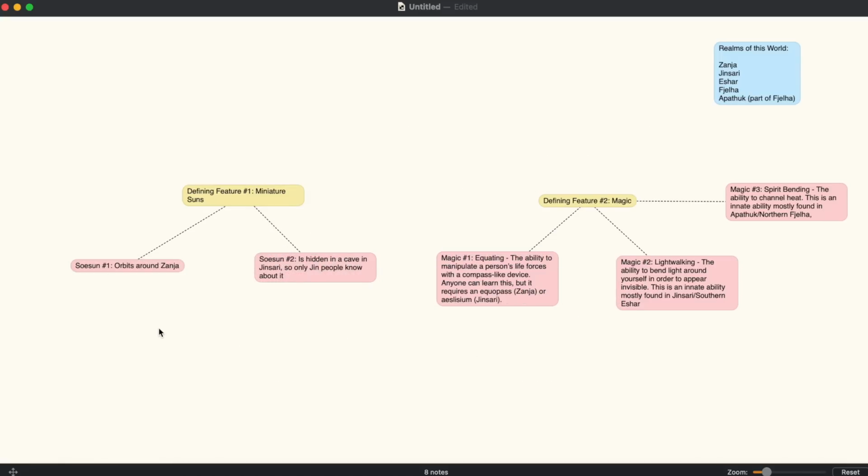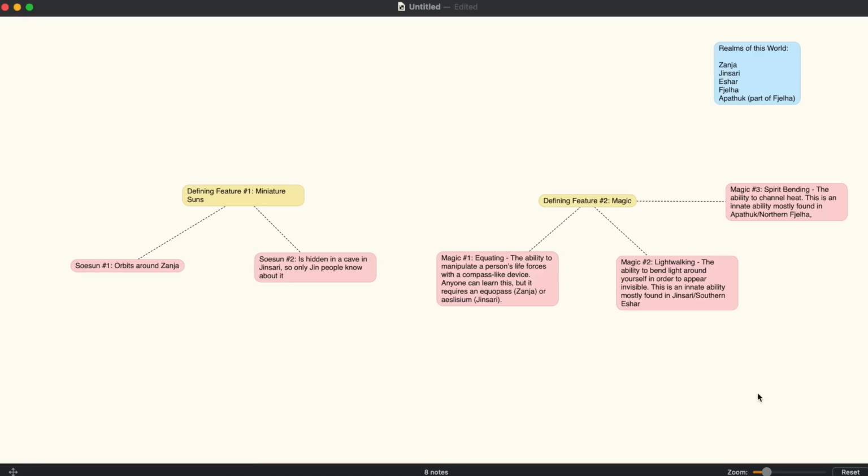We have these 2 miniature suns, one of which orbits around Zanja, which is a whole nation that takes up this entire island. And then the other one is hidden in a cave in Jinsari. It's only known to Jin people. No one else knows about it. It's their best kept secret. And then we have 3 types of magic.